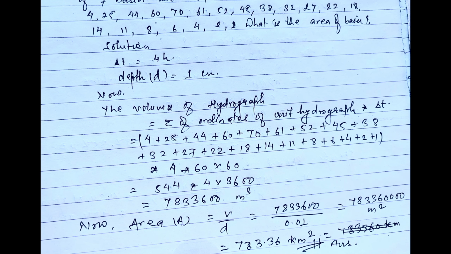So with the given data, the final answer is 783, which is the area of the required basin. But today we end this video here.